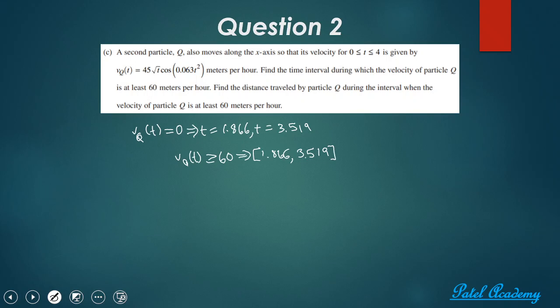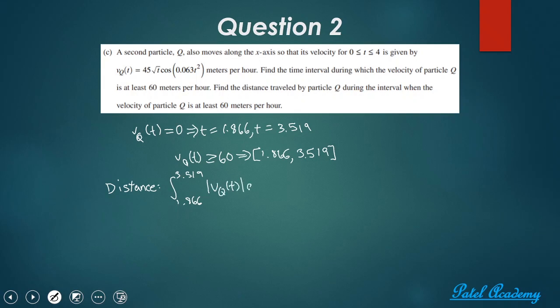So why does this matter? Well, now that we have our critical points, all we have to do is that our distance is the integral from 1.866 to 3.519 of our velocity function. Now, technically there should be an absolute value of the velocity function for questions like this. In this case though, it being greater than or equal to 60 meters per hour, we don't necessarily need the absolute value. So I'm going to put it in here just for completion's sake.